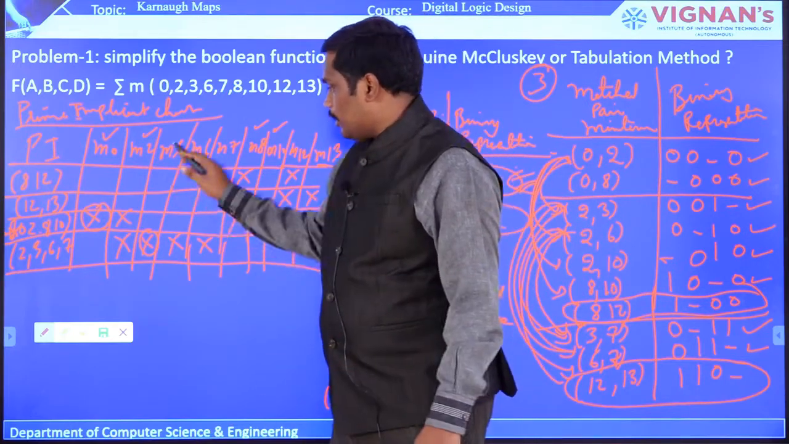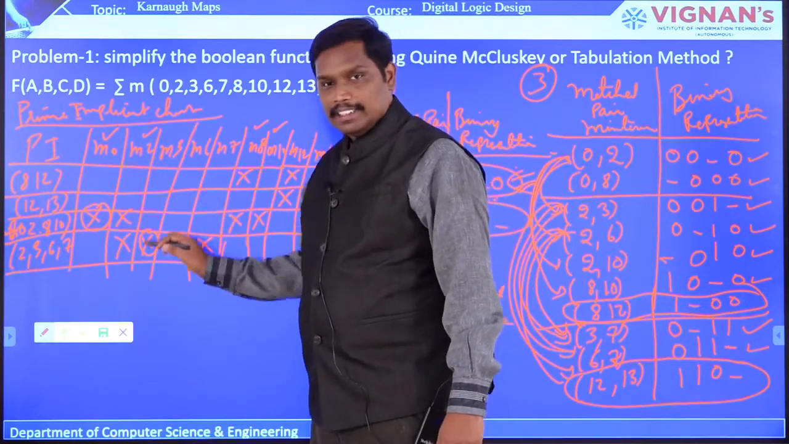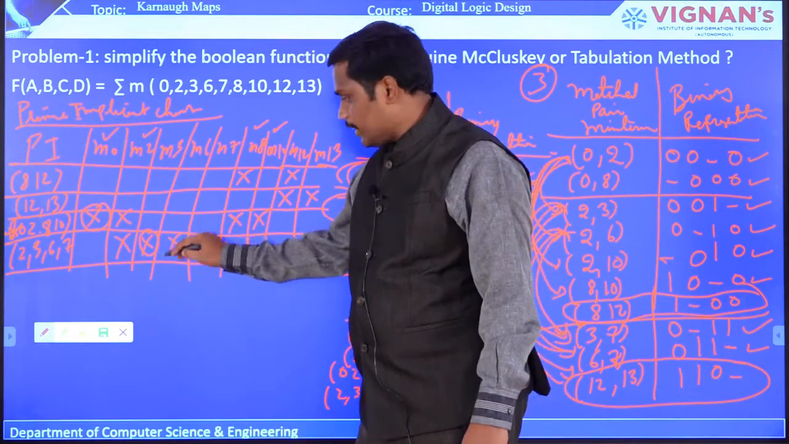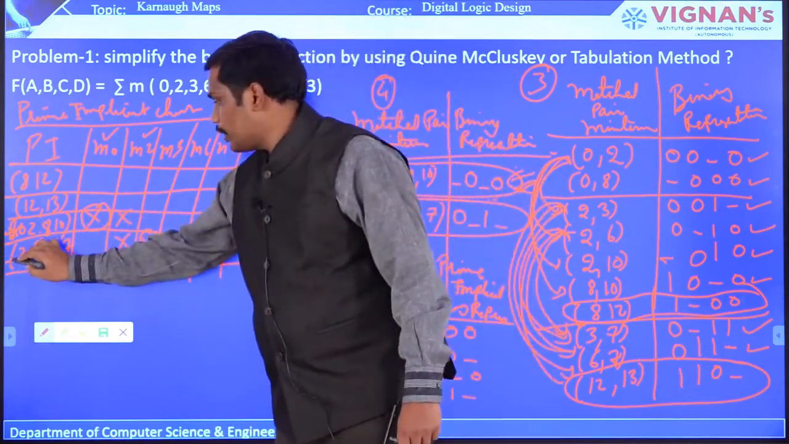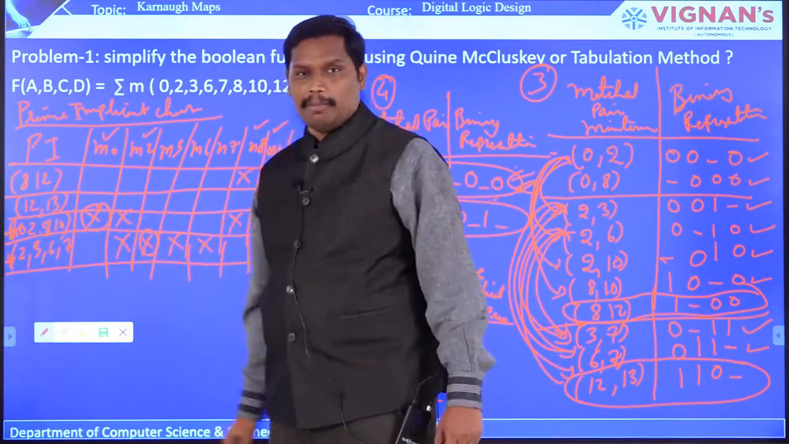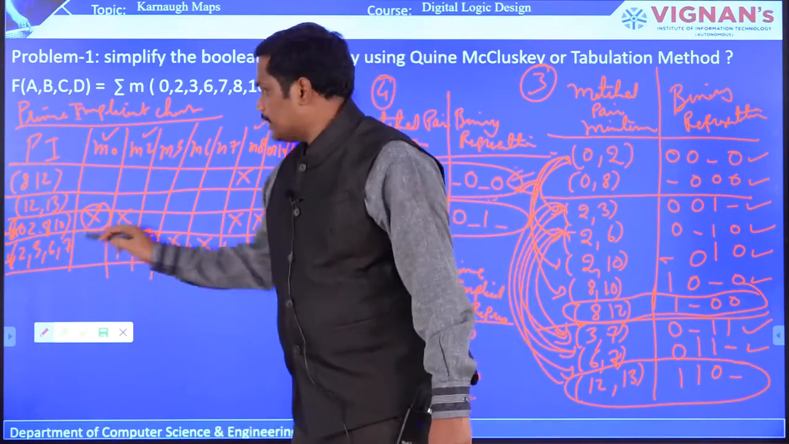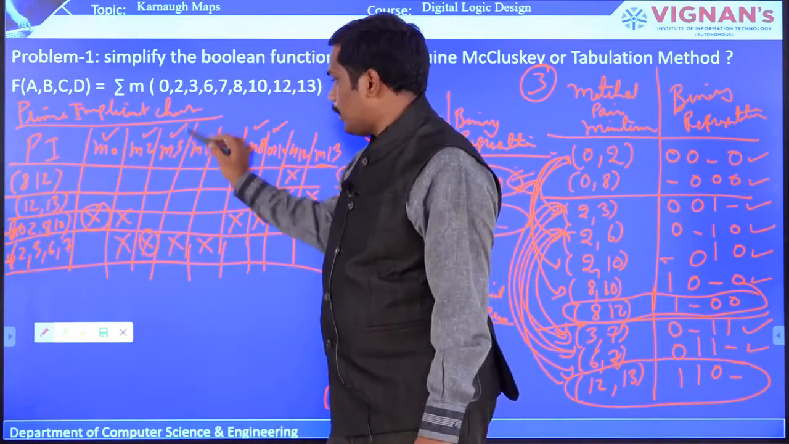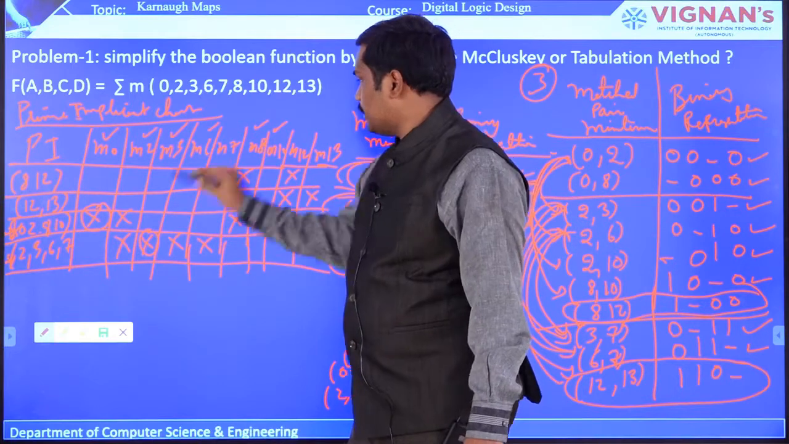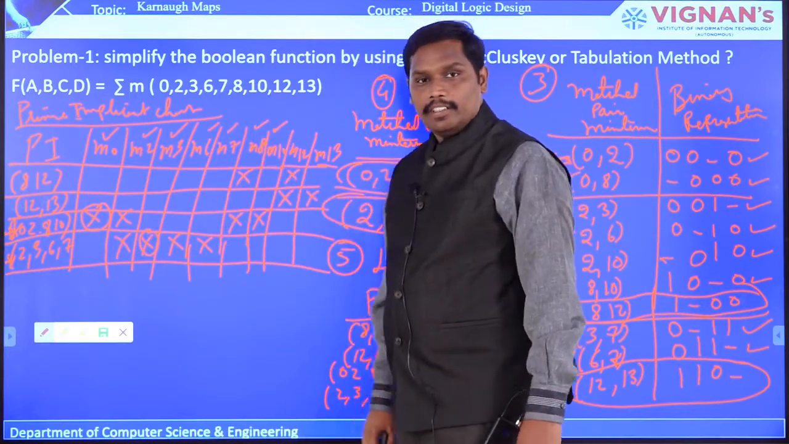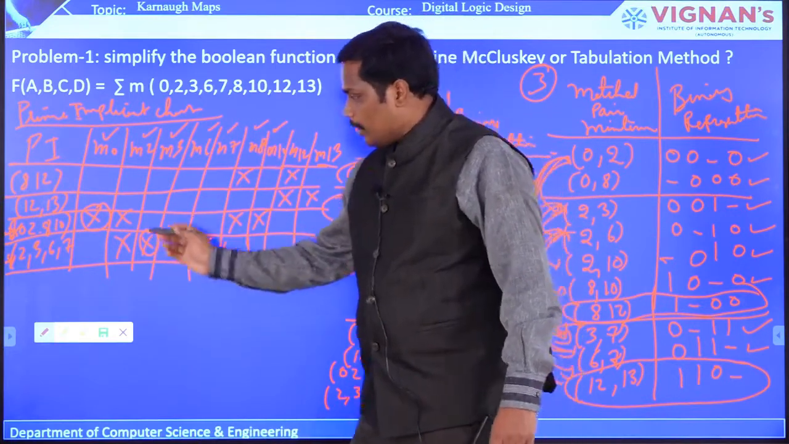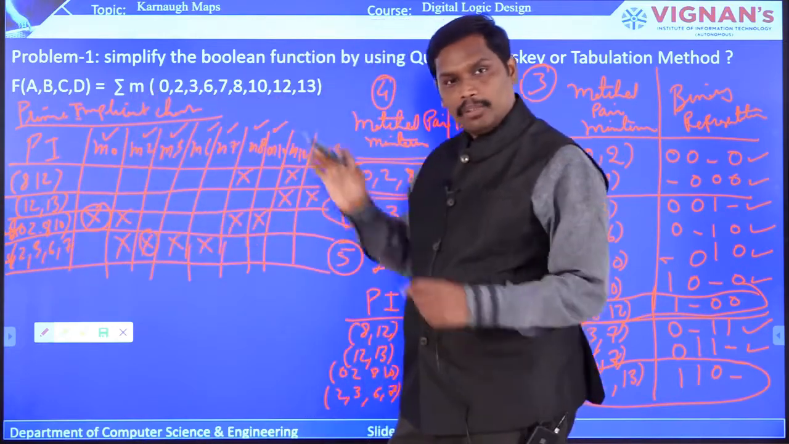Next, this particular column is having a single X mark, right? So select that, and the corresponding one you can select. This is an essential prime implicant. And now 2, 3, 6, 7. So 2 is already marked, 3 have a mark, 6 have a mark, and 7 have a mark. Did you get it? Now this X mark with the corresponding prime implicant and minterms are marked.